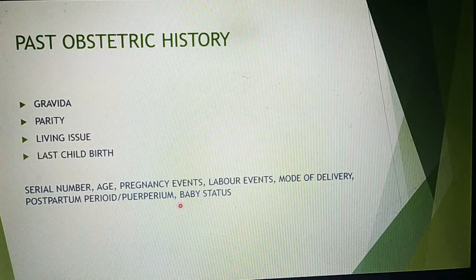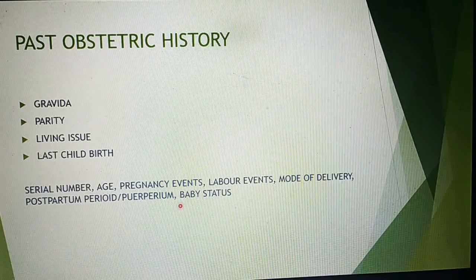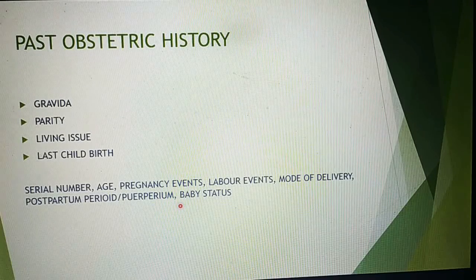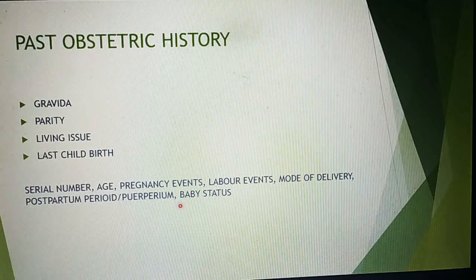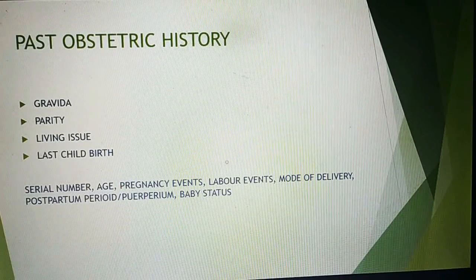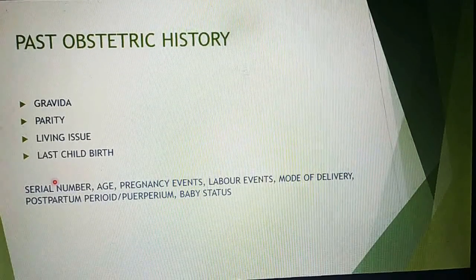Is it living or dead? If dead, stillborn or neonatal death. Then birth weight of the baby, condition of the baby at birth, is there any birth asphyxia, sex of the baby, and history about breastfeeding and immunization following birth. So these are the things you should record in a table in chronological order in past obstetric history.